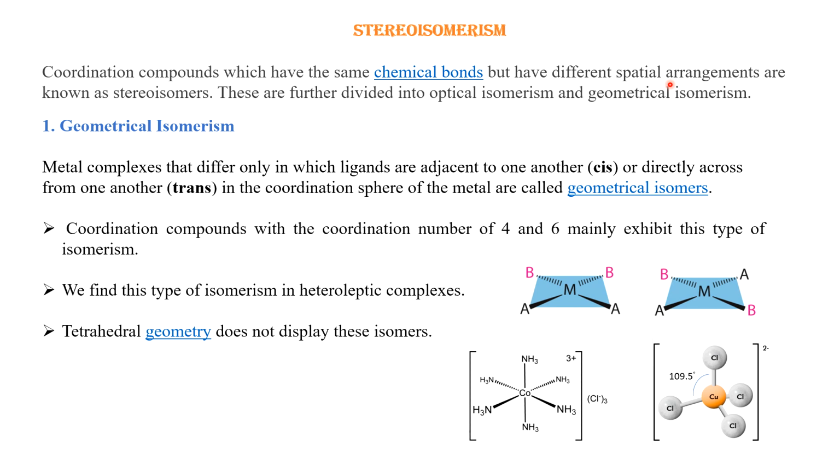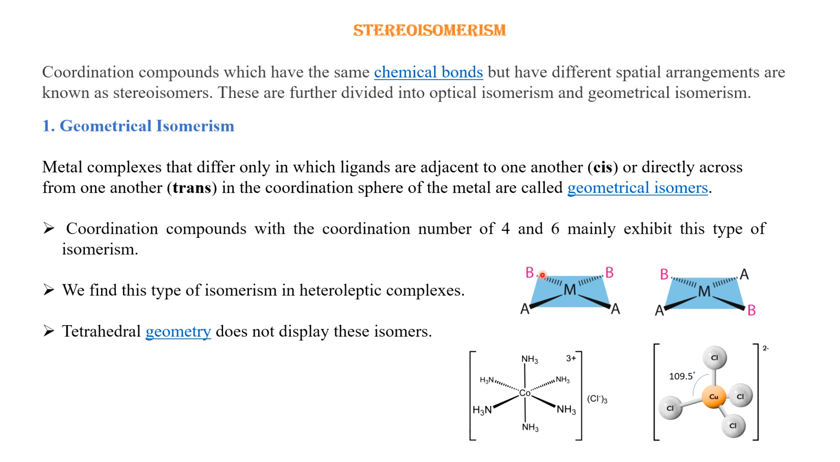So the arrangement in space will be different. If the ligand arrangement in space is different, then those will be called stereoisomers. Okay, and this can be further divided into optical isomerism and geometrical isomerism, right? So first, let us discuss geometrical isomerism. The metal complexes that differ only in which ligands are adjacent to one another, meaning cis position. See the example of these two. These two same type of ligands, B and B, are adjacent to each other, meaning the BMB bond angle is less than 180 degrees.